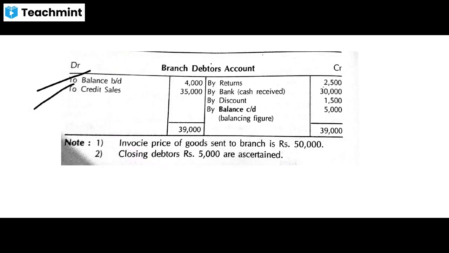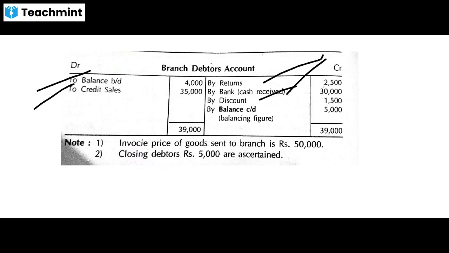Credit sales ಅನ್ನ ತಗೊಂಡಿರ್ತೇವೆ. Sometimes problems ಅಲ್ಲಿ ಟೋಟಲ್ ಸೇಲ್ಸ್ ಕೊಟ್ಟು ಕ್ಯಾಶ್ ಸೇಲ್ಸ್ ಅನ್ನ ಕೊಟ್ಟಿರ್ತಾರೆ, ಕ್ರೆಡಿಟ್ ಸೇಲ್ಸ್ ನ ಕ್ಯಾಲ್ಕುಲೇಟ್ ಮಾಡ್ಲಿಕ್ಕೆ ಕೊಟ್ಟಿರ್ತಾರೆ. ಸೊ ಆಗ ಟೋಟಲ್ ಸೇಲ್ಸ್ ಮೈನಸ್ ಕ್ಯಾಶ್ ಸೇಲ್ಸ್ ಮಾಡಿದಾಗ ಕ್ರೆಡಿಟ್ ಸೇಲ್ಸ್ ಸಿಗುತ್ತೆ. ಓಕೆ, ಆಗ ನಾವು ಅದನ್ನ ಬ್ರಾಂಚ್ ಡೆಟಾರ್ಸ್ ಅಕೌಂಟ್ ಅಲ್ಲಿ ಪ್ರಿಪೇರ್ ಮಾಡಬಹುದು. So credit side by returns, that is return from customers, cash received from customers, discount allowed.